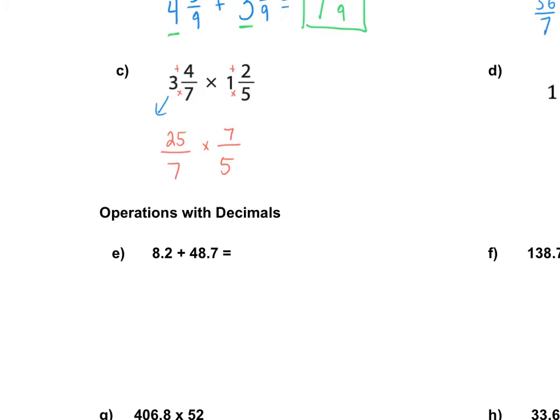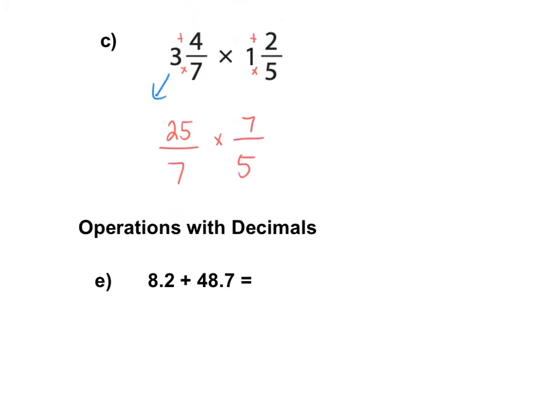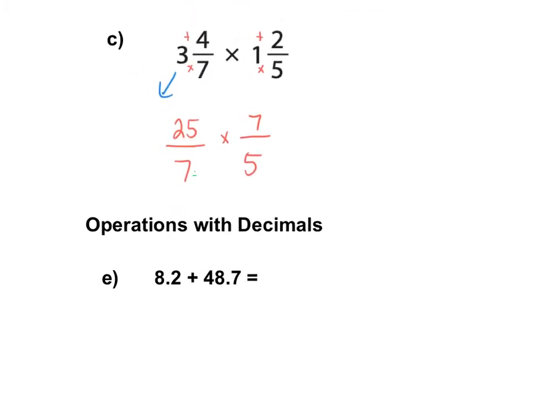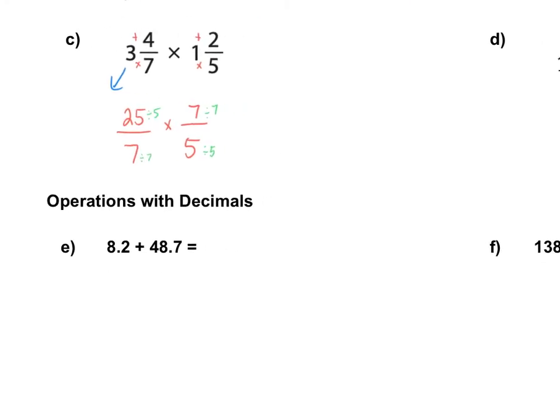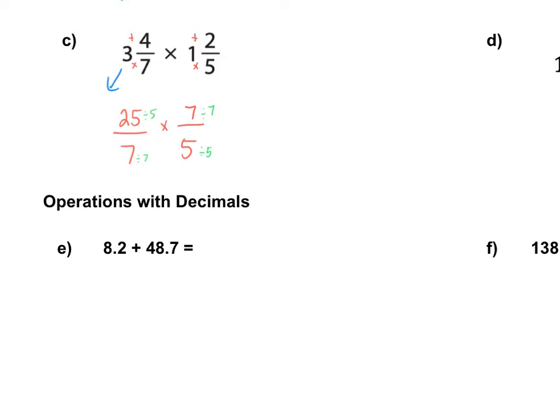Now remember, I can simplify on my diagonals. 7 divided by 7, 7 divided by 7. Right? And then I can also simplify these diagonals here. I'm going to divide by 5, divide by 5. And make that a little bit smaller. And I'm going to rewrite that now.